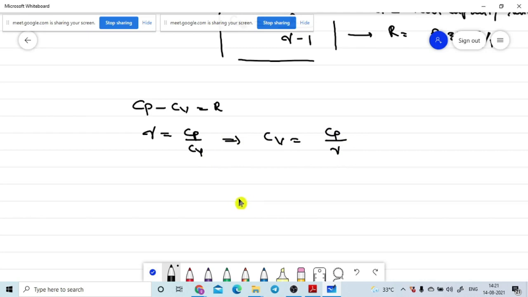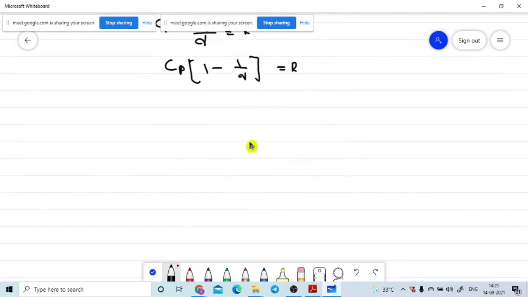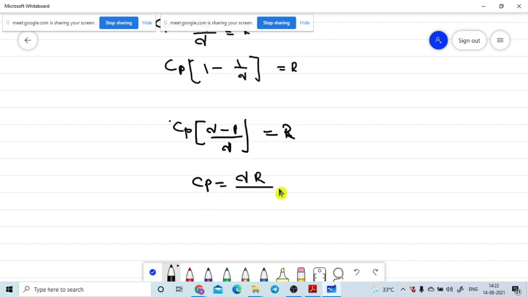Yes, sir. So I am substituting where Cv is there. Then Cp minus Cp divided by gamma is equal to capital R. I am taking Cp as the common term. 1 minus 1 by gamma is equal to capital R. Then one more step: Cp into gamma minus 1 divided by gamma is equal to capital R. Our goal is to find the Cp value. So then Cp is equal to gamma into capital R divided by gamma minus 1.